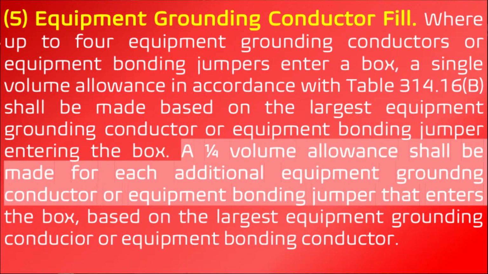So it's saying a quarter volume allowance shall be made for each additional equipment grounding conductor or equipment bonding jumper that enters the box based on the largest equipment grounding conductor or equipment bonding conductor. So now if I got 6 14-2 Romexes coming into a box, I would have 6 ground wires, which if we were doing number 14, I'll show you the table in a minute, but number 14 is 2 cubic inches. So those first 4 ground wires together, we only have to put in our calculation 2 cubic inches. But because we have more than 4, those other 2 then have to be a quarter of an allowance each.